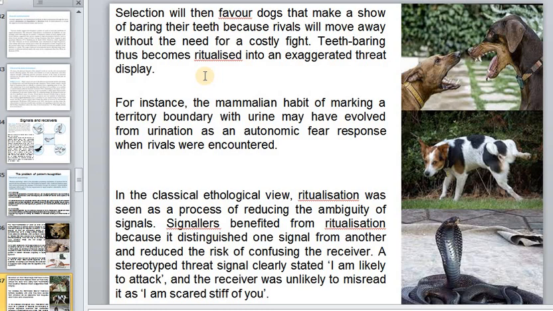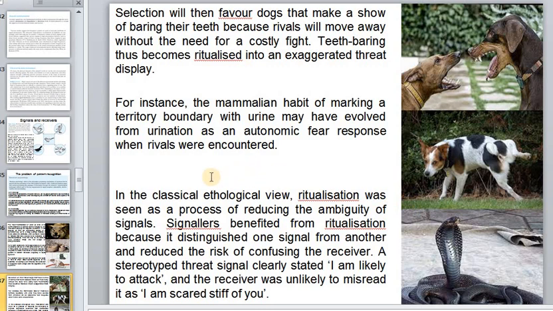Teeth baring becomes like a presentation, a display that says I am strong, I am alpha, and I want to be here. You should go away. For instance, the mammalian habit of marking a territory boundary with urine may have evolved from urination as an autonomic response when rivals were encountered.